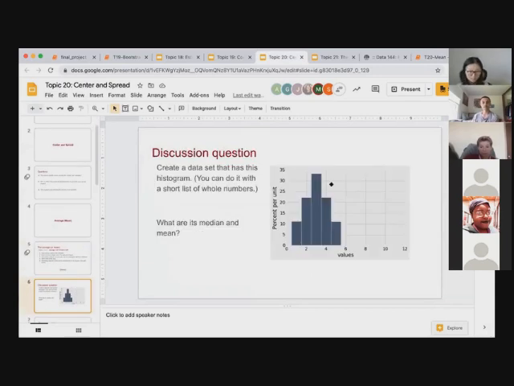Okay, so now let me ask you the question, okay? So this is page 6, okay? And you might want to take a look at it as well, because I will put you in a breakout room in a second. The question says to create a data set that has this histogram, but don't worry, this is given to you. And what are its median and mean, and why?